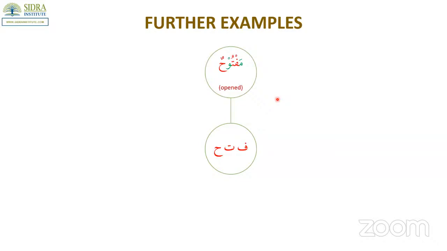So here we can see maftuhun, if we put it under the pattern of maf'ulun, we will see that the meme and the waw are extra letters. That's why I have put them in green. And the fa, ta, and ha, these are the base letters. Further on, fatihun, conqueror, someone who conquers. This is active participle, ismul fa'il. So fatihun, we can see that the alif is the extra letter here. Same thing, the fa, ta, and ha, we can see these are the base letters of the word fatihun.